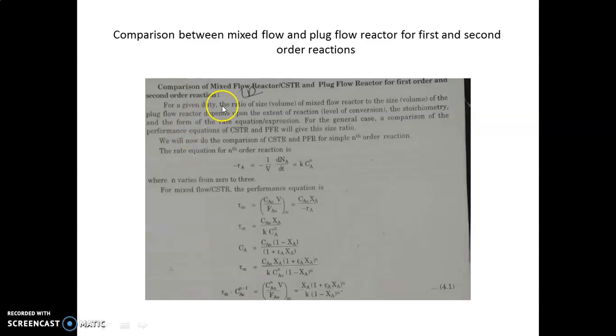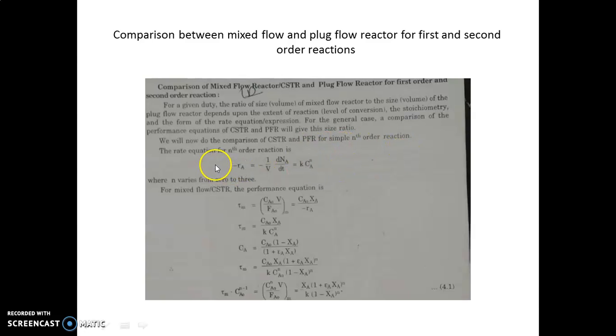So for a given duty, that means conversion, the ratio of size, that means volume, of the mixed flow reactor and the plug flow reactor depends upon the level of conversion, stoichiometry, and the form of the rate expression. So for general cases, a comparison of the design equation or performance equation of CSTR and PFR will give the size ratio, that means volume ratio. So we will do the comparison between CSTR and PFR for nth order reaction.